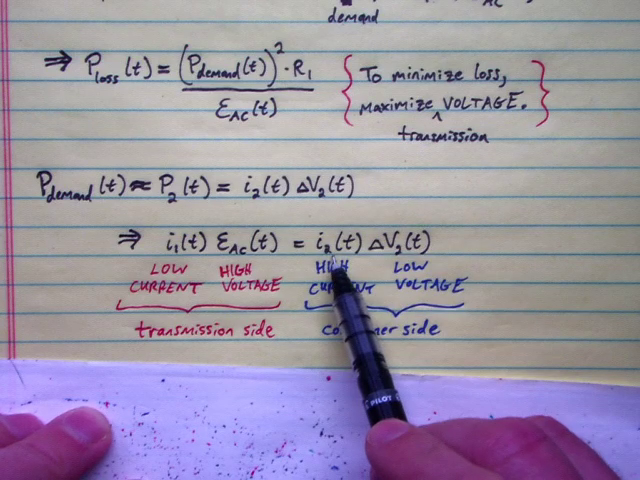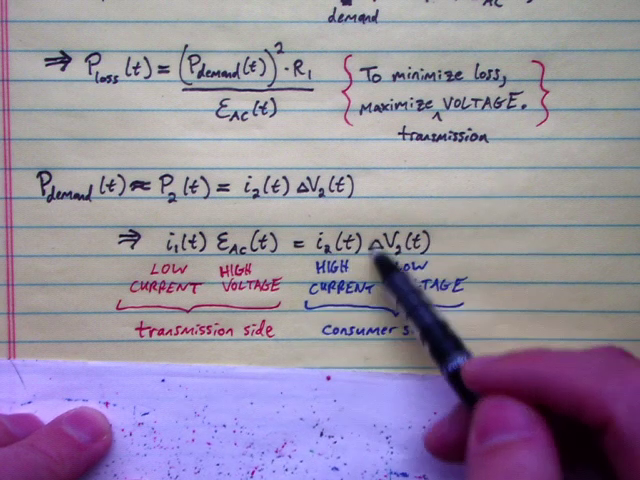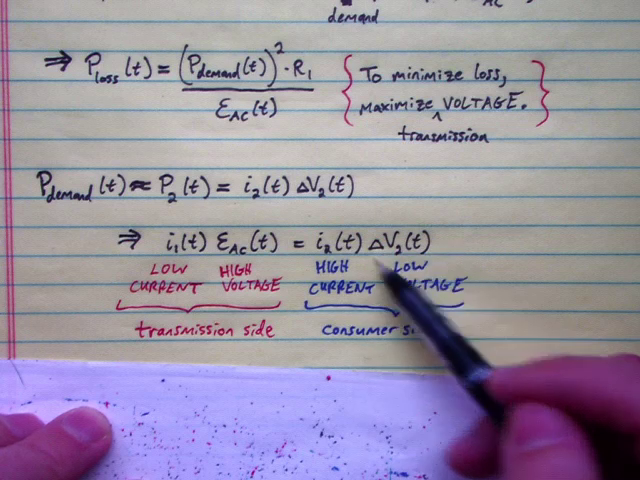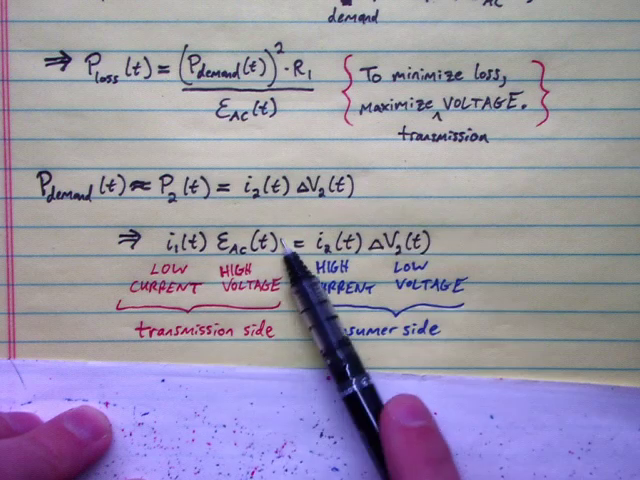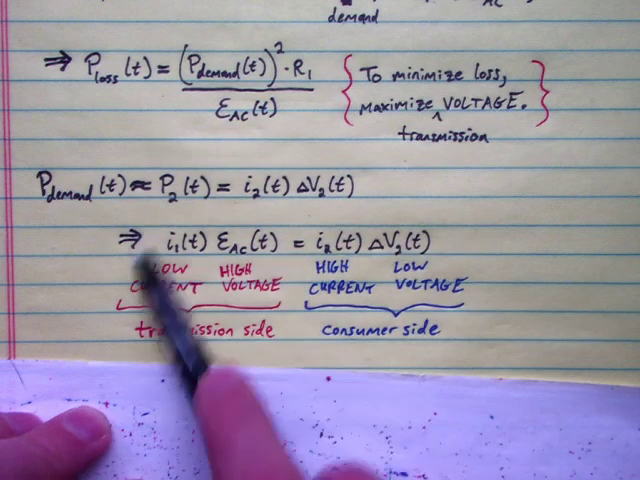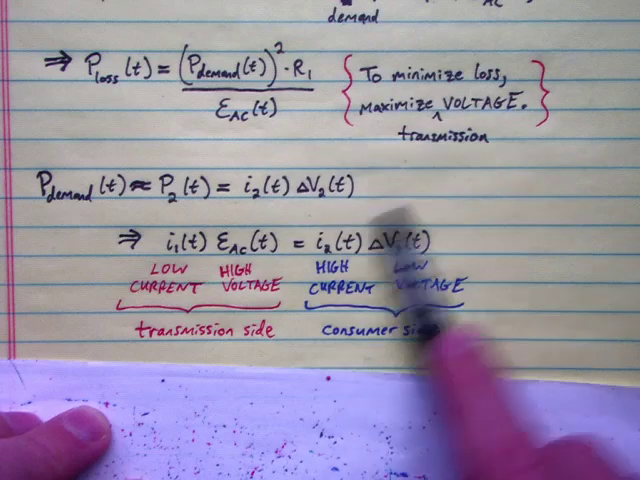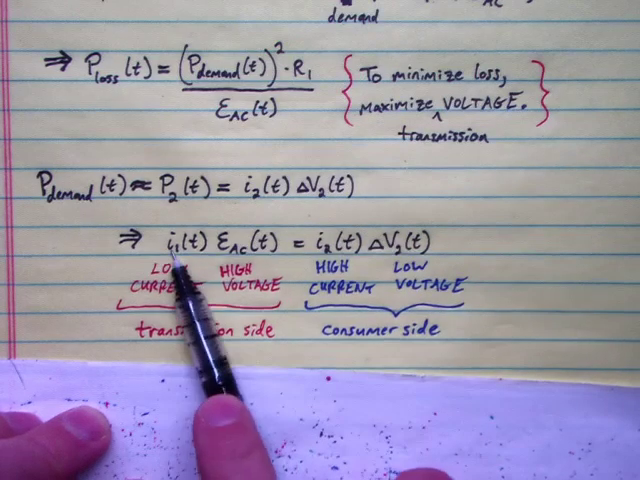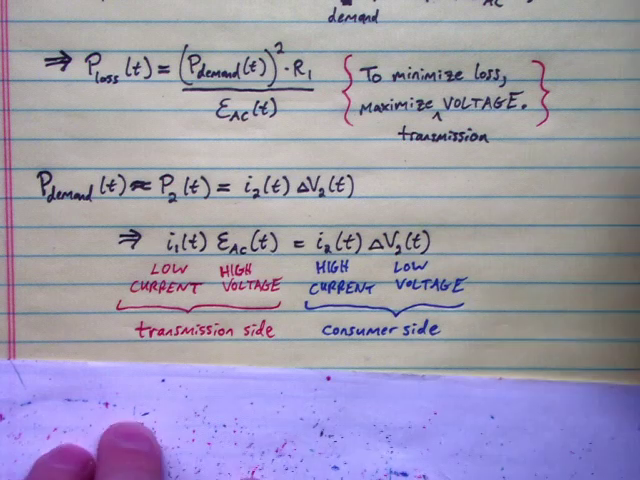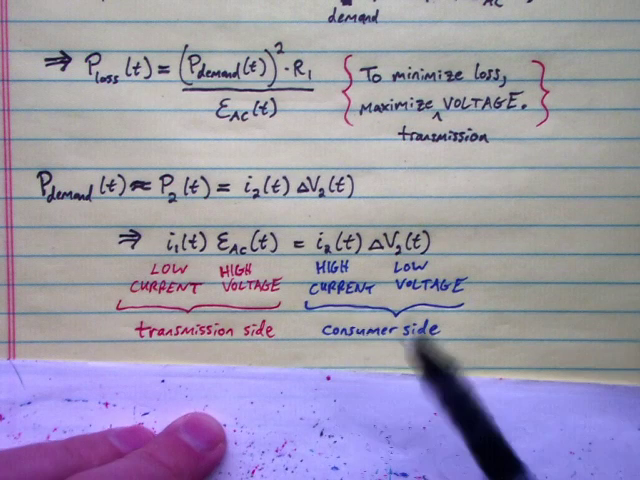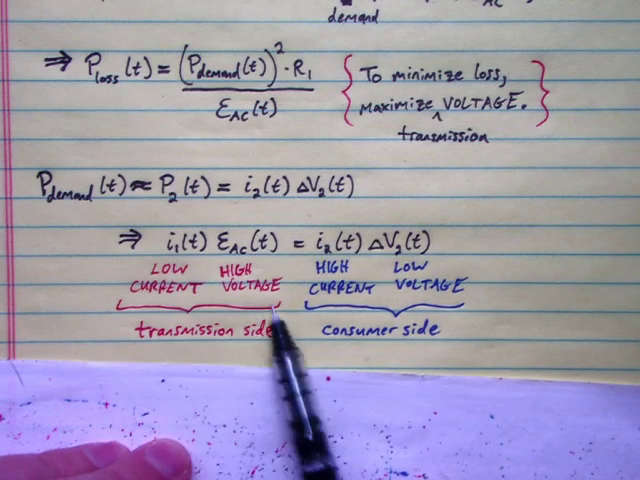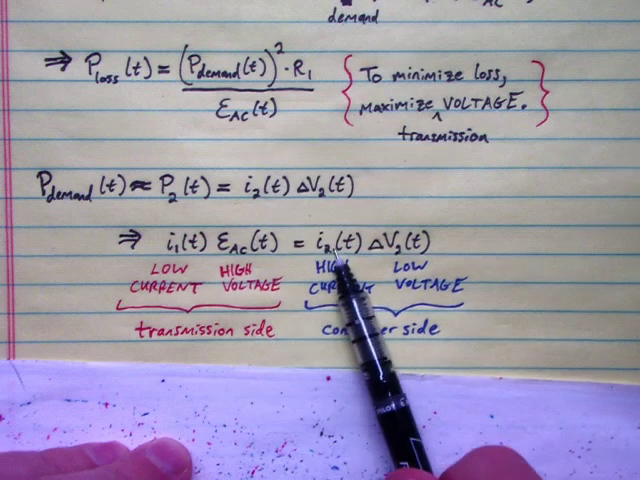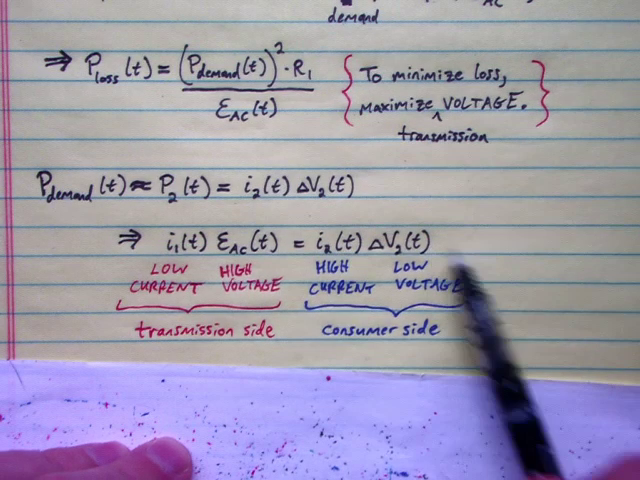So I2, your household outlet current, times your delta V2. This would be your 120 volt peak AC voltage coming out of your wall outlet. If your system is efficient, then all of this power being generated gets delivered to your consumer. So we have current times voltage equals current times voltage. Hence the general relationship that if we have high voltage but low current transmission lines, that corresponds to high current but low voltage on the consumer side.